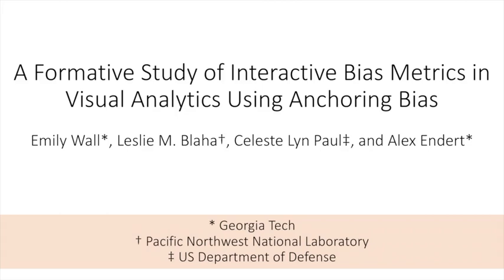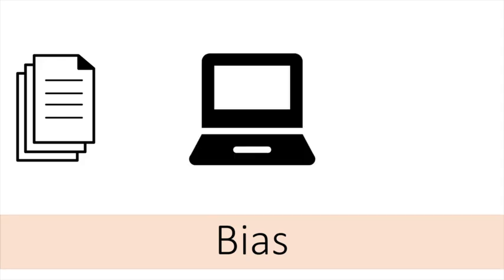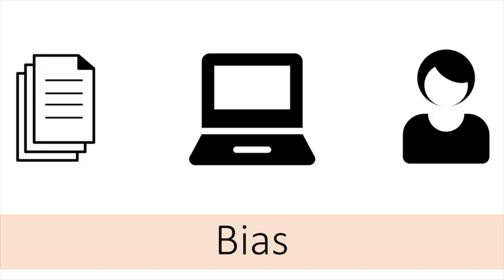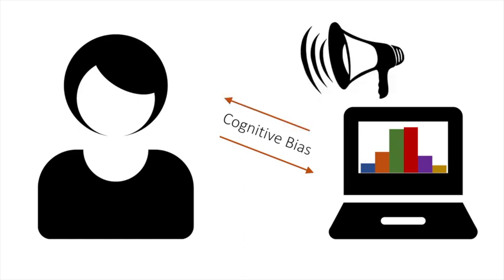Bias can impact the analytic process in many ways, ranging from biased data collection strategies to biased algorithmic transformations to cognitively biased analysts. Cognitive bias in particular can be injected into visual analytics systems through user interaction and propagated through or even amplified by analytic models. One potential risk is that the user creates an echo chamber rather than conducting an objective analysis of the data.